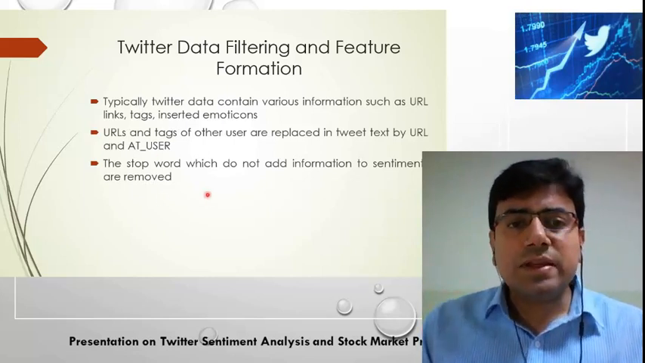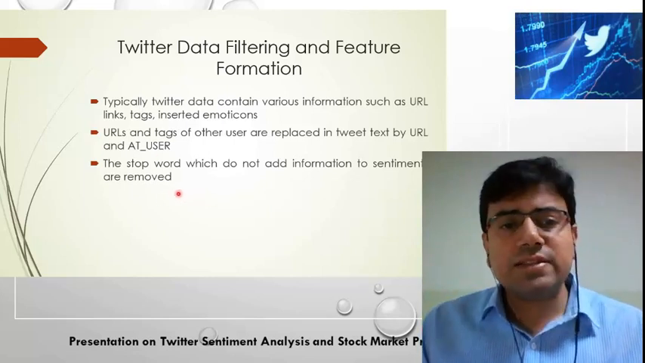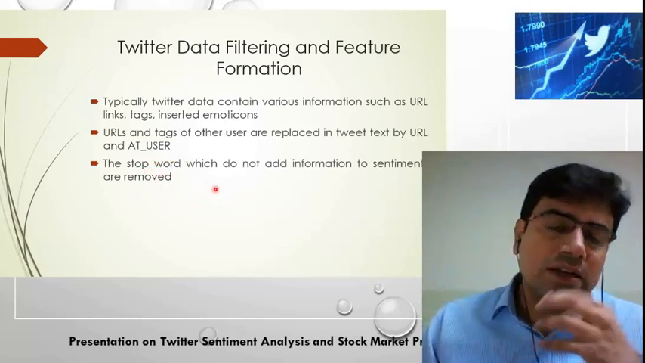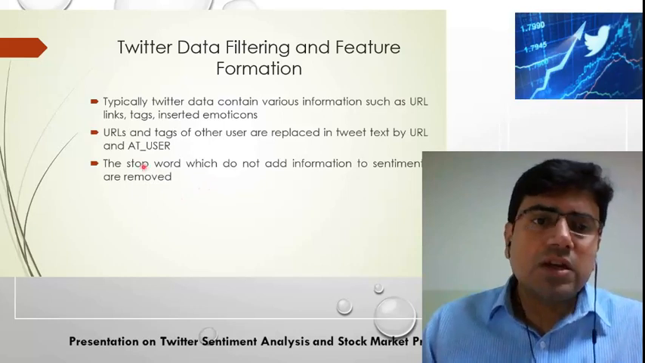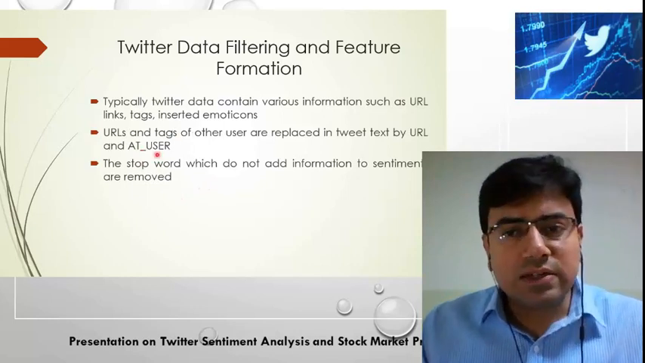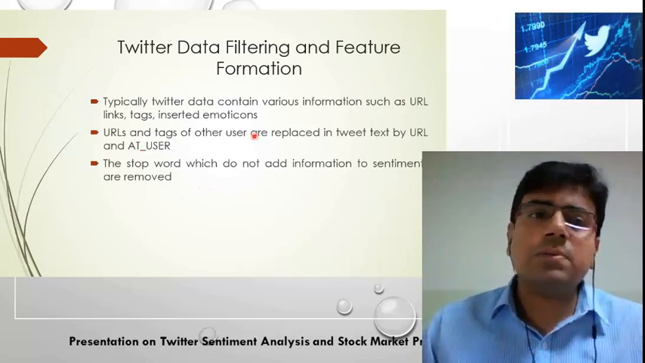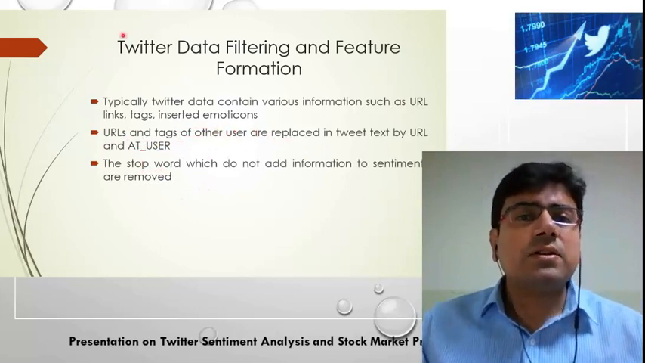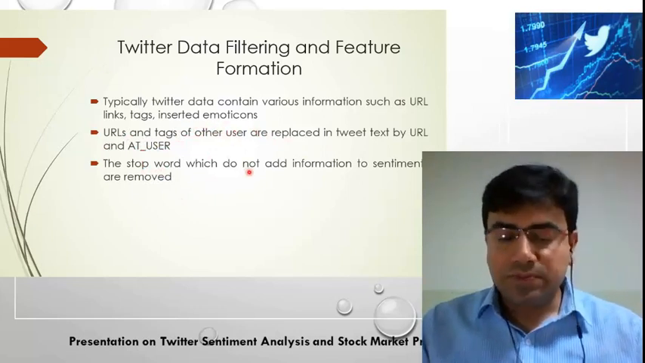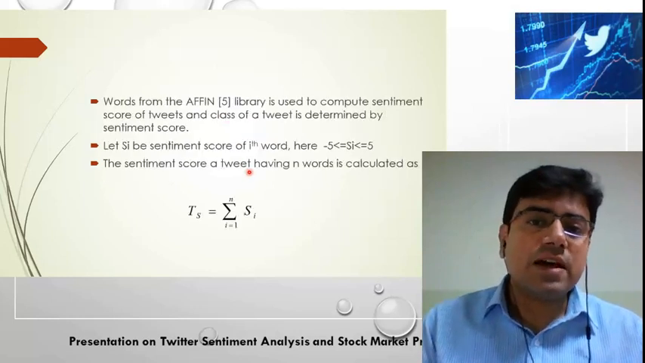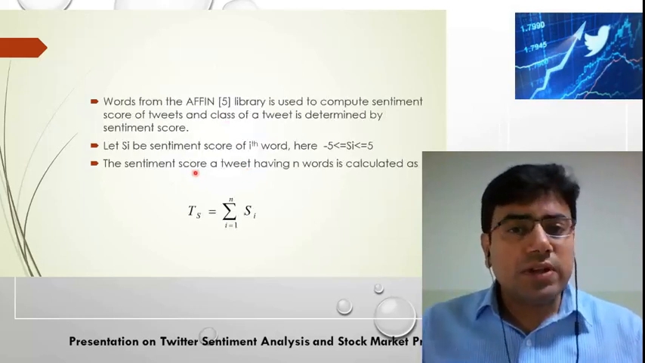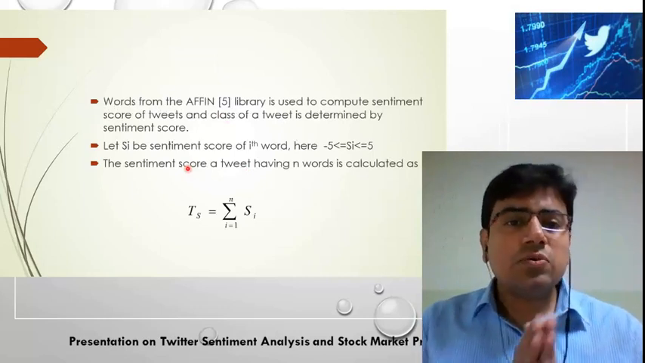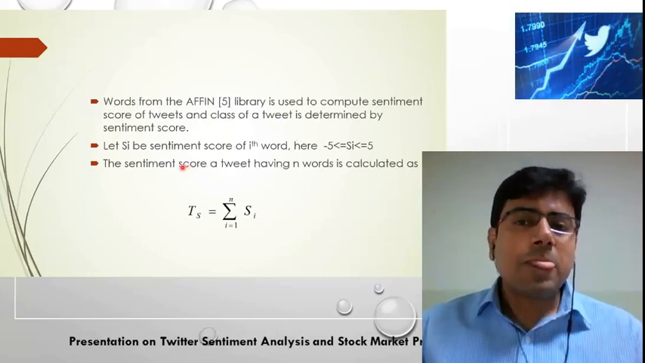In this, three main types of filtering are done. Stop words, which are not required to understand the sentiment meaning, are removed. The URLs, numbers, tags, or emoticons which are inserted as part of the tweets are also removed. Once the filtering is done, we can utilize the important words present in the text to compute the sentiment score.